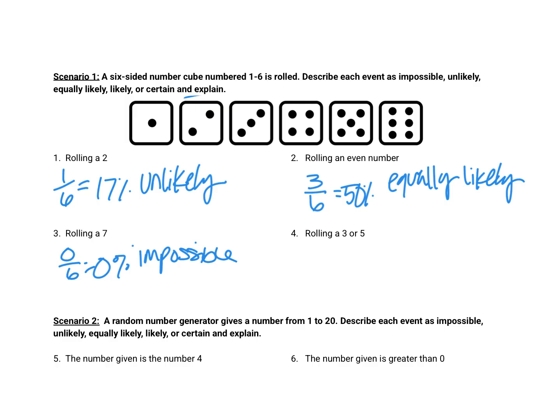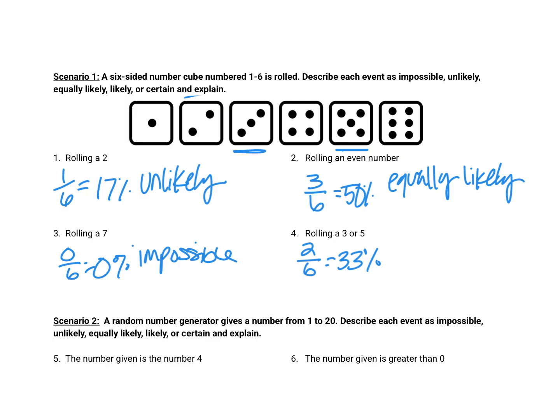Last one, number 4 here for this dice rolling question. It says we are rolling a 3 or a 5. So we see that that is 2 out of 6 total options. If I turn that into a percent, 2 divided by 6 gives me 0.3 repeating. Multiply that times 100, and we would get 33.3 repeating percent. So we're going to round that to just 33%.